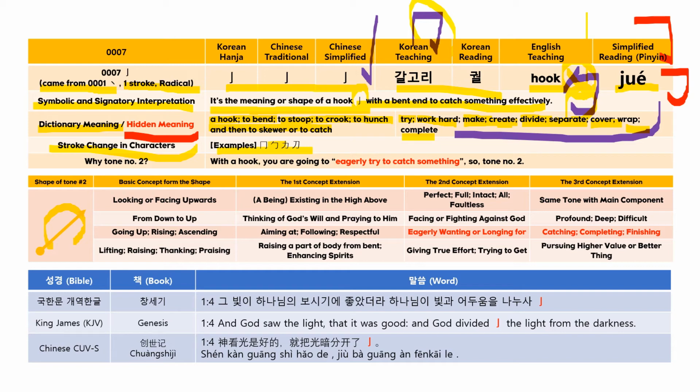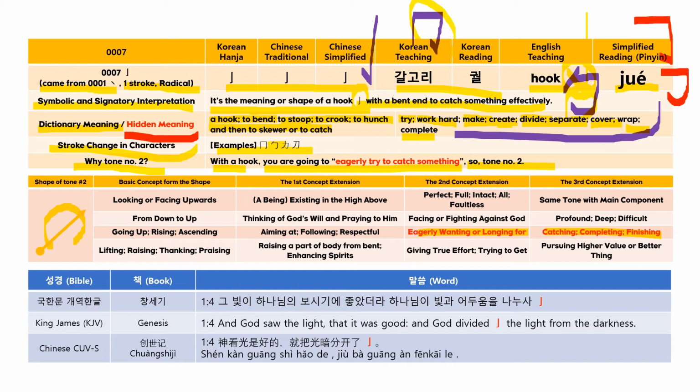So the next issue is why this character has this specific tone number 2. With a hook, you are going to eagerly try to catch something. So tone number 2. Eagerly wanting or longing for catching something. Maybe fish. Catching, complete, finishing. Finish.